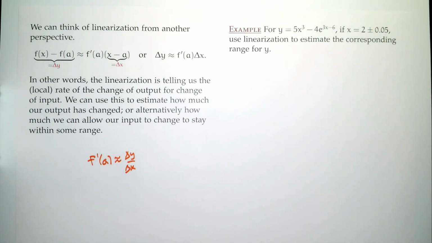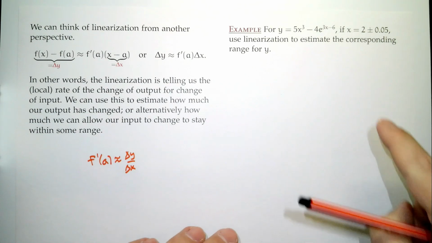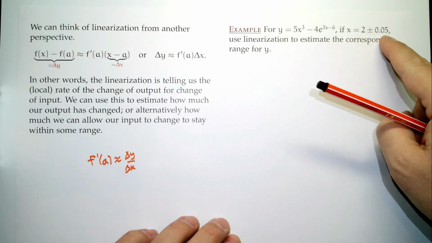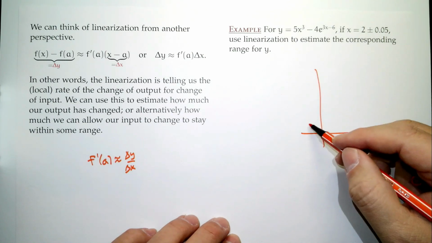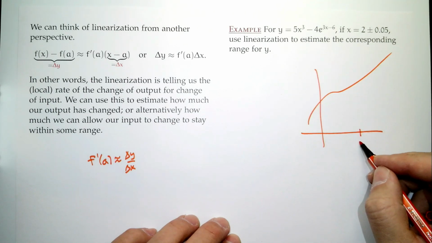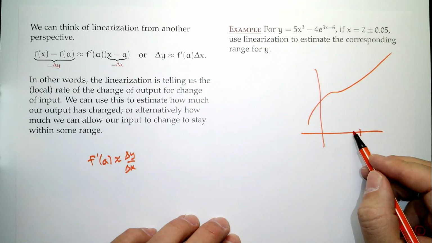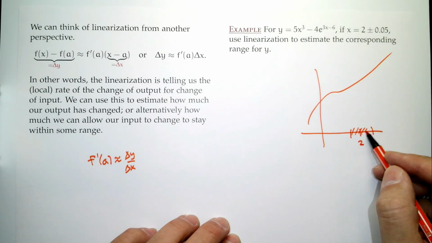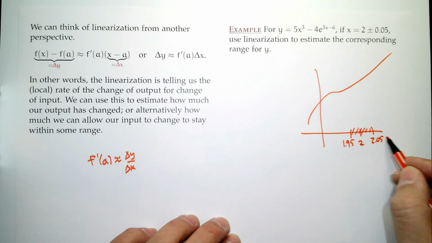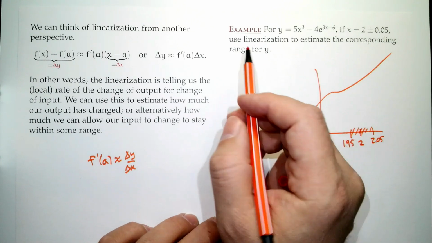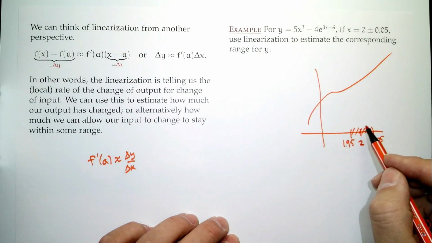So suppose I have the following. y is 5x cubed minus 4 times e to the power 3x minus 6. And I'm told that x is near 2 in the following way: x is within 2 plus or minus 0.05. So the picture here is I have some function doing something. I'm not really sure what it's doing, but I have 2. And what's happening is I'm going to be within some interval. Within 0.05 means I can be down as low as 1.95, and I can be up as high as 2.05. Now what I want to do is use linearization to estimate the corresponding range for y.